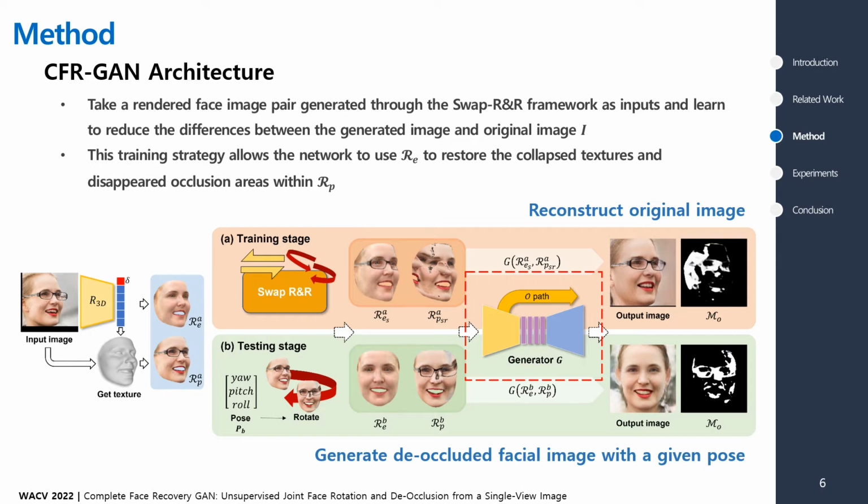Simultaneously, our CFR-GAN is trained to recognize the locational information for occlusions raised by inter-occlusion and self-occlusion. Thus, during the testing stage, our model produces a high-quality rotated and de-occluded image and an occlusion mask, by taking the rendered R_P and R_E as inputs, which are rotated only once to the desired pose.